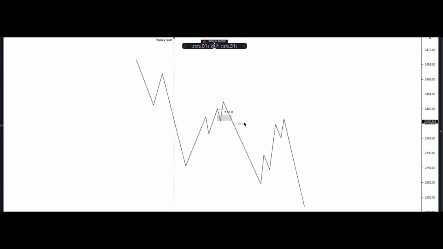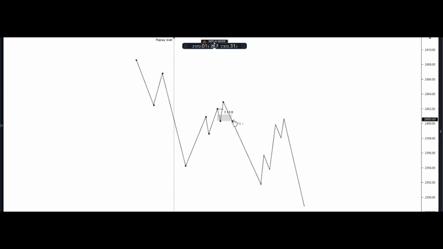The way you can do it is, in front of this breaker block you want to see a fair value gap. If you don't find a fair value gap, please don't use this breaker block as an entry zone, because 80% of the time it will fail. Now, you need to find a fair value gap on this leg that took out the zone. You need to find a fair value gap.